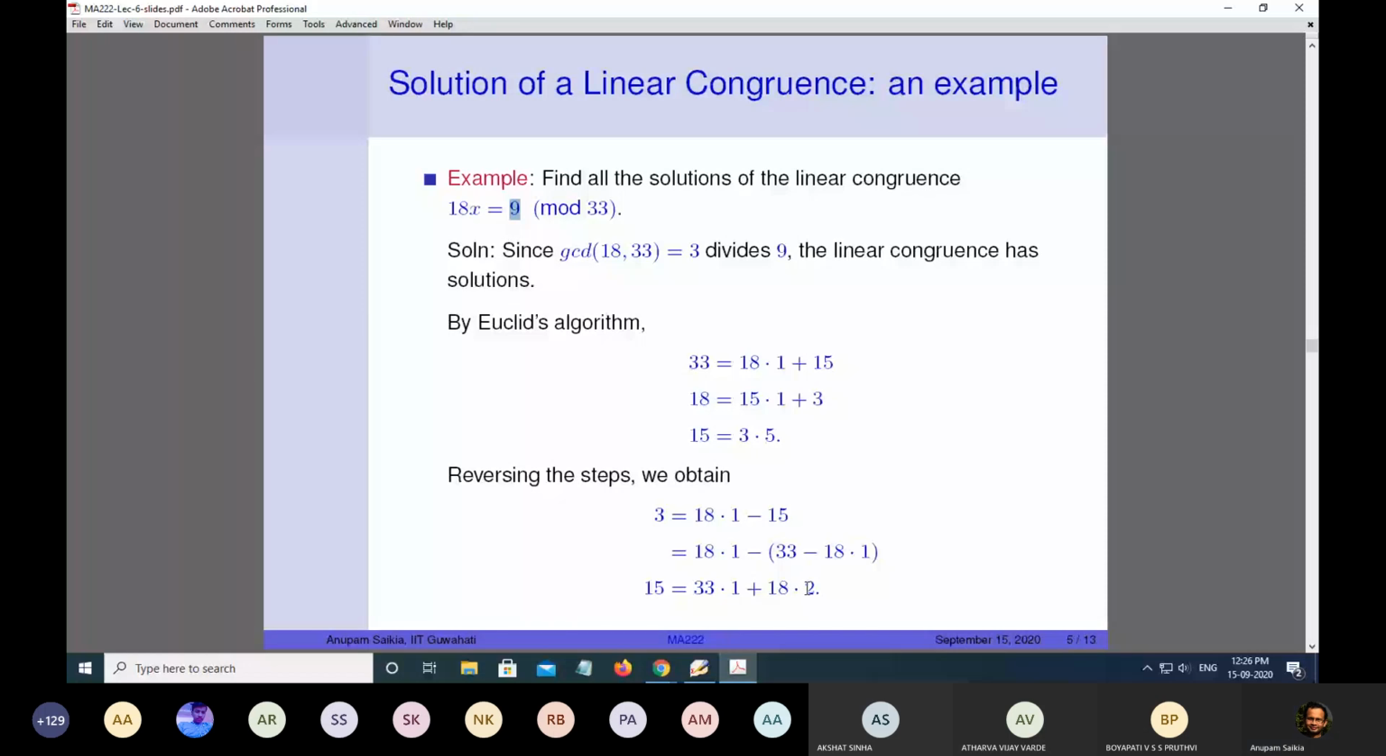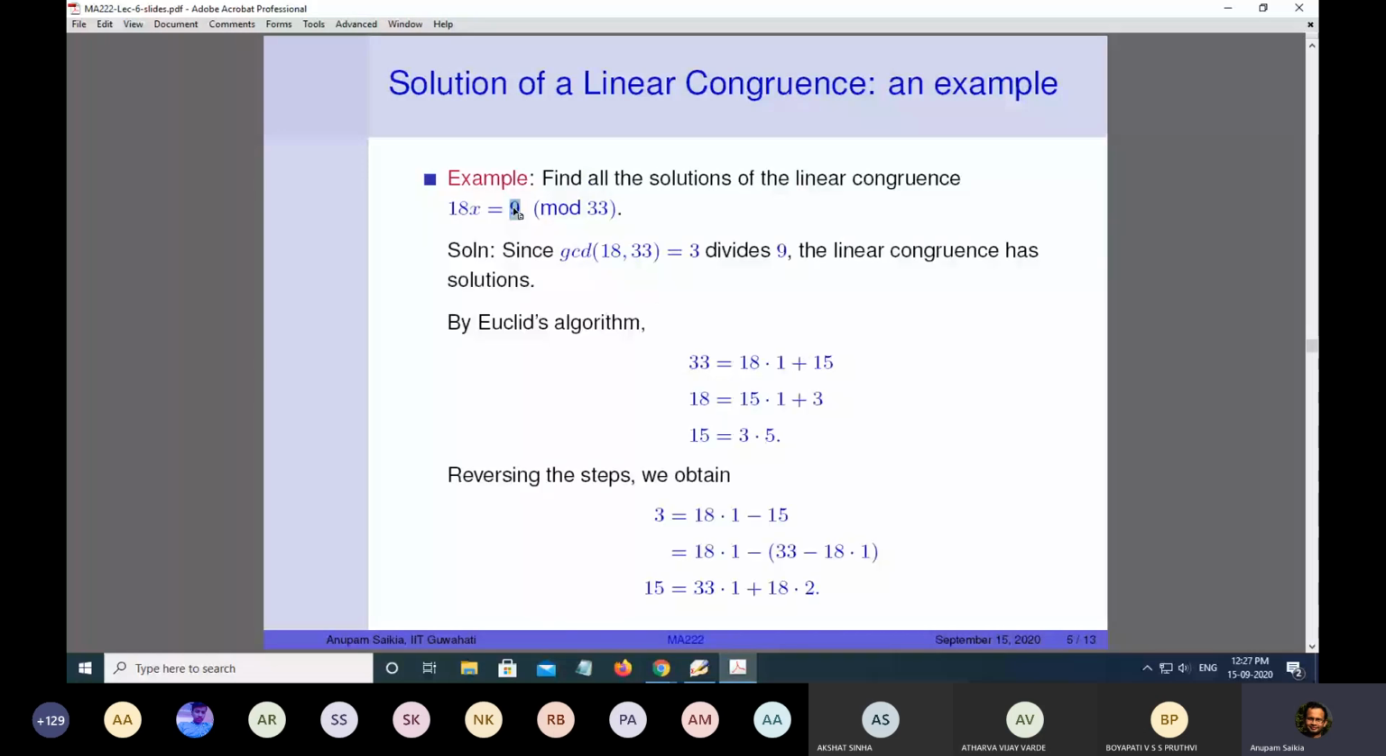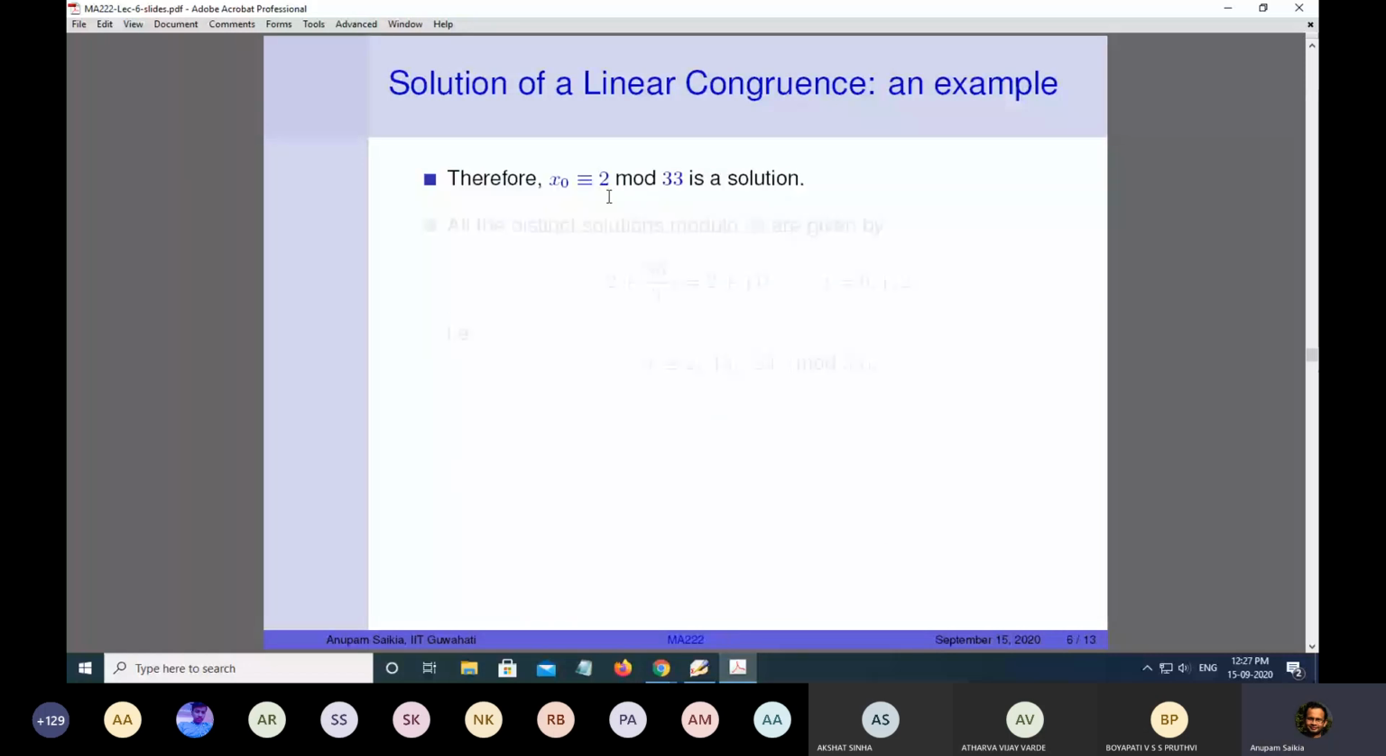Okay, so x naught congruent to 2 mod 33 is a solution, if my original equation was 3. Otherwise, I have to multiply by 3. So bear that in mind. Other solutions will be, this is the GCD, I mean, this is n by d, times t. t should be 0, 1, and 2, because the GCD is 3. So t will run over 0, 1 and 2, and it will be 2 plus 11t, where t is of this form.